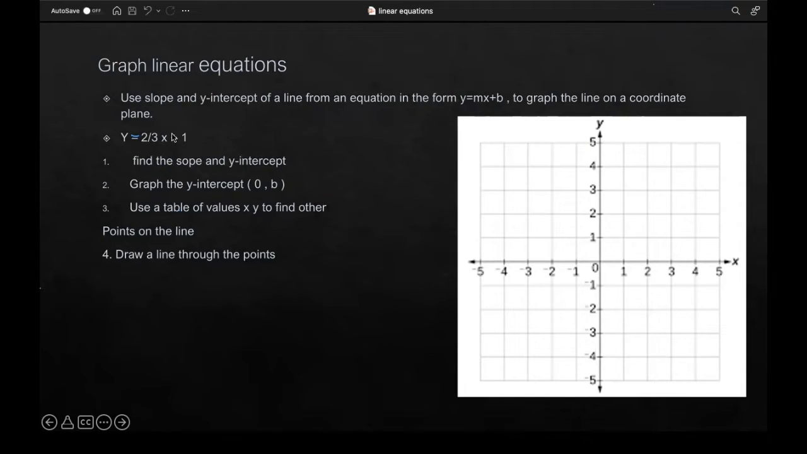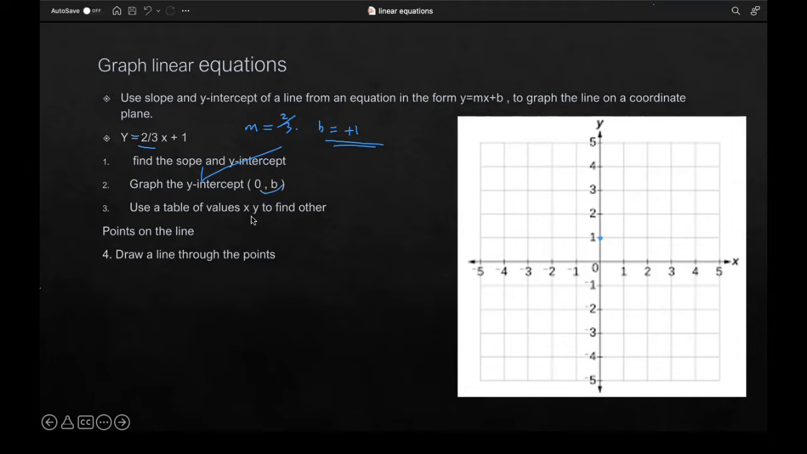So we're given this example. How do we solve this step by step? It's very simple. So first, as we said, we use the slope and the y-intercept. So what's the slope here? M equals 2 over 3, right? And the y-intercept, or the b, is positive 1. So we know this for sure, right? And we could simply plot this right here, positive 1. And so find the slope and the y-intercept. We've already done that. So we graph the y-intercept 0, b, which is 0, 1.